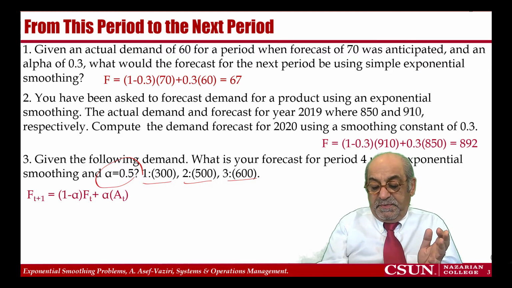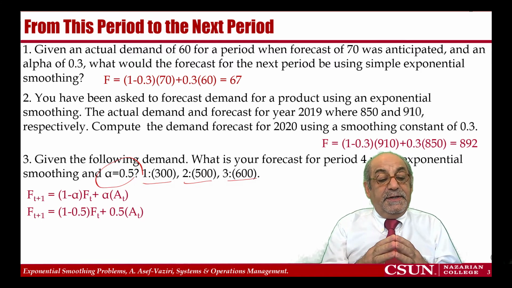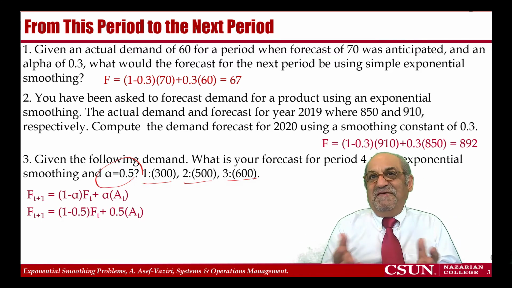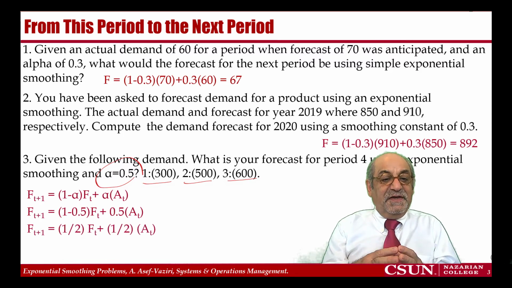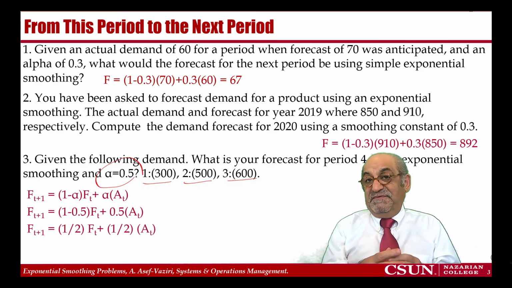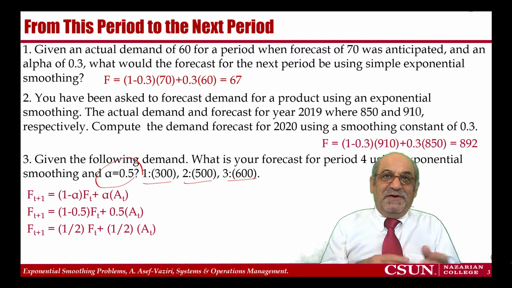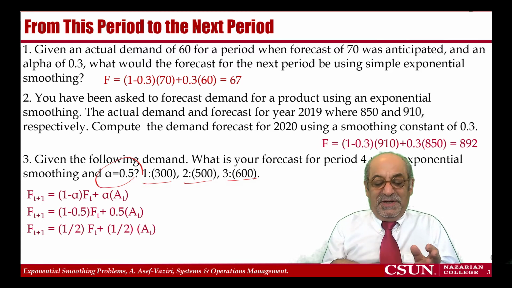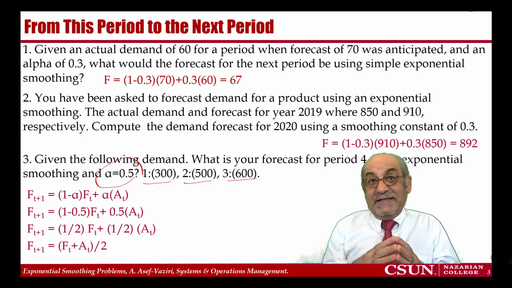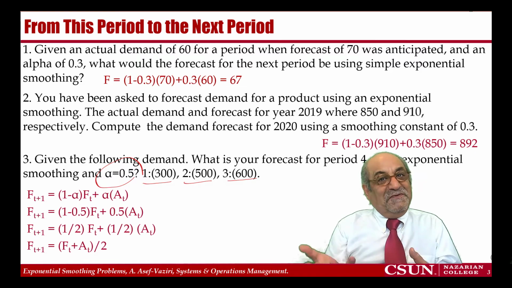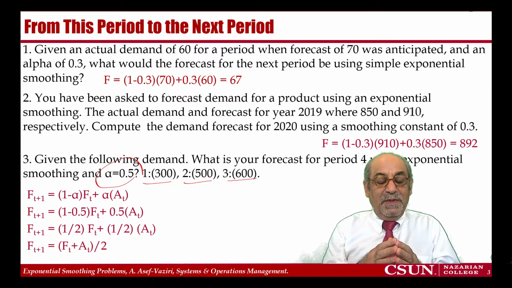Alpha is equal to 0.5, we place it over there. 1 minus 0.5 is 0.5, and 0.5 itself is 0.5, so that is 0.5 times forecast plus 0.5 times actual, and that is 1 divided by 2 forecast plus 1 divided by 2 actual. Therefore, we can simply write it as forecast plus actual divided by 2 as our forecast for the next period.